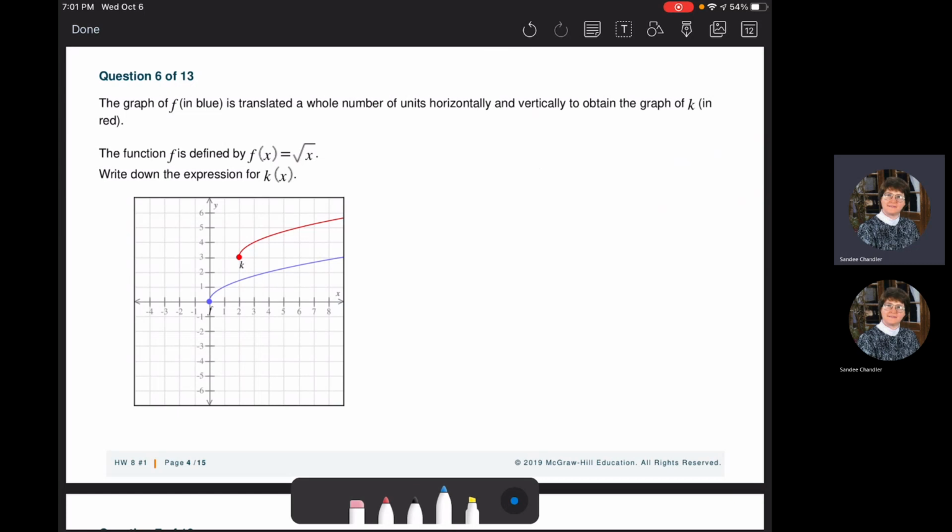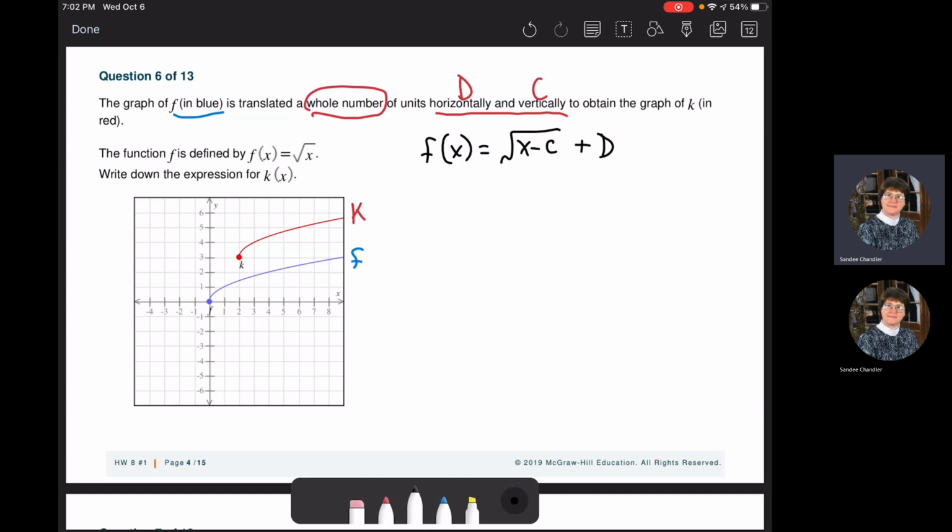All right, so we have a graph in blue. That's our F. This is our F. And it's translated a whole number, that's important, of units horizontally and vertically. So there's no stretch or shrink. So all we're looking at is D or C in our basic graph. To obtain the graph of K, and this one's K, in red. All right, the original function is f of x equals the square root of x. But if you're going to deal with D and C, you've got x minus C plus D.